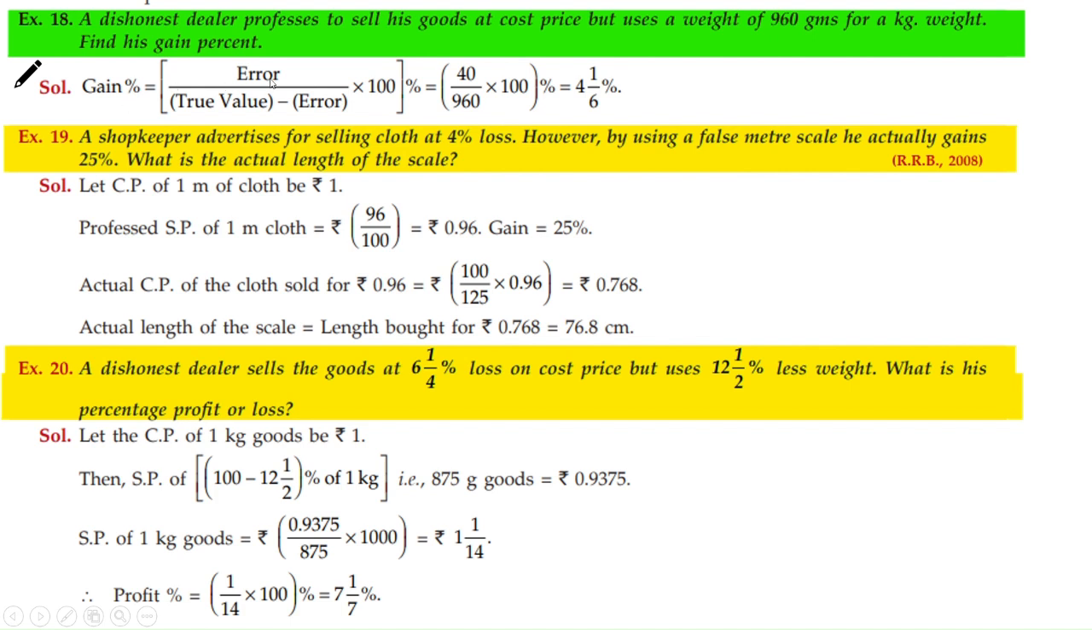Gain percent equals error by true value minus error into 100%, that equals 40. Here 40 is error. 40 by true value: 1000 minus 40, that equals 960. 40 by 960 into 100%, that equals 41 by 6%.